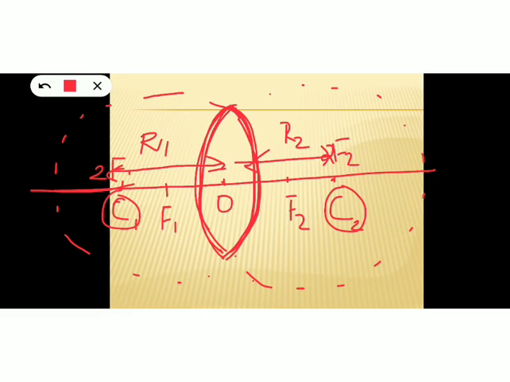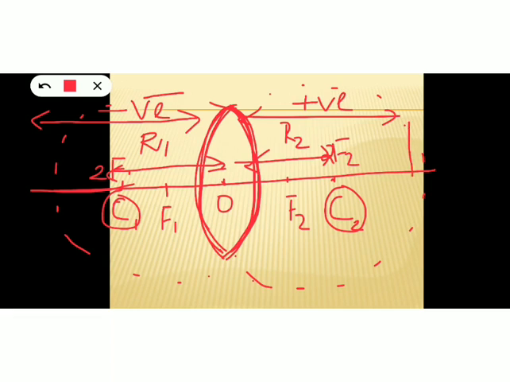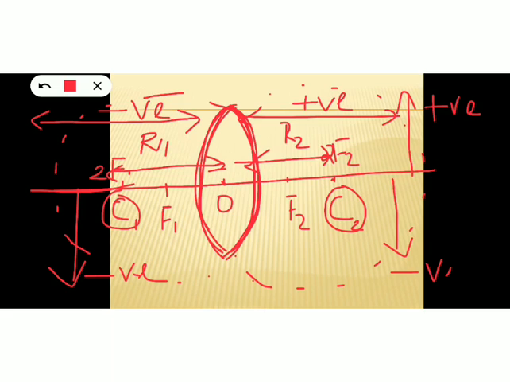As per sign convention, all the horizontal distances to the left side of the optical center are taken as negative, and all the horizontal distances to the right side of the optical center are measured as positive. All the vertical distances above the principal axis are measured as positive, and all the vertical distances below the principal axis are measured as negative. Here also the vertical distances below the principal axis are measured as negative. So these are some of the terminologies and sign convention that we had already applied to study lenses.